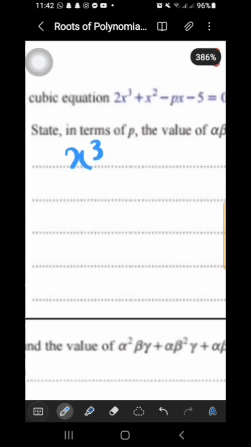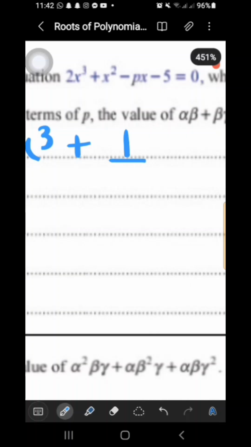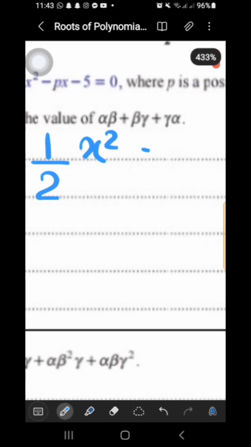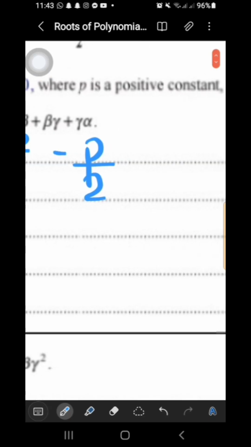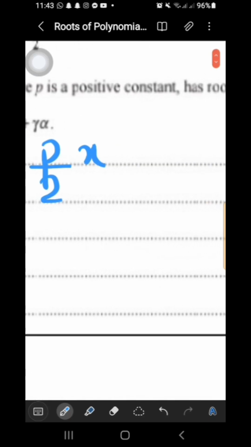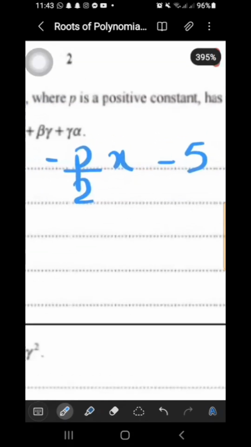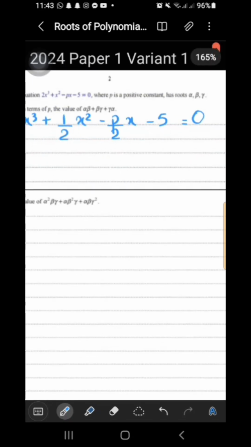x cubed plus 1 divided by 2 x squared. We will divide the whole equation by 2. Then we will move to the next step.